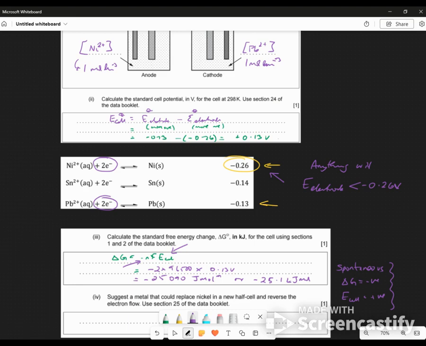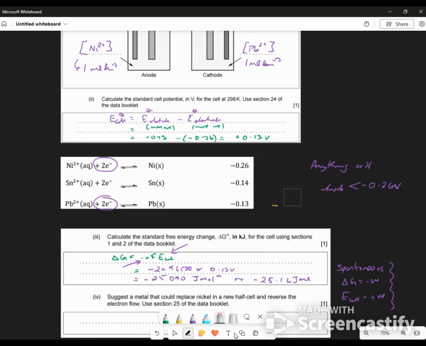Now, I'm not even going to bother looking it up. Let's have a look. So to reverse the electron flow. Oh, hold on. Have I got that the right way around? Maybe I haven't. We've got to replace the nickel. Oh dear, I have totally got that the wrong way around. I hope you follow me why I've got that the wrong way around.